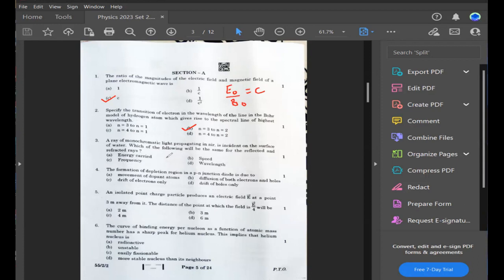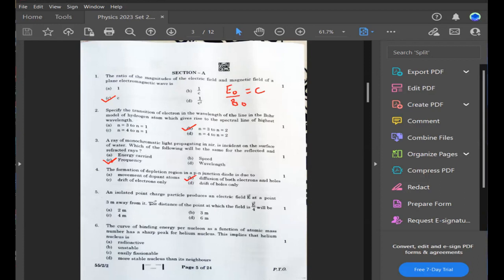Next is, which of the following will be same for the reflected and refracted rays? Okay, in case of refraction, whenever a ray of light passes from one transparent to another transparent medium, speed changes, wavelength changes, but the frequency remains the same. So for reflected and refracted waves, the quantity which remains the same is frequency, that is C option is correct. Next is the formation of depletion region in the PN junction is due to diffusion of both electrons and holes.